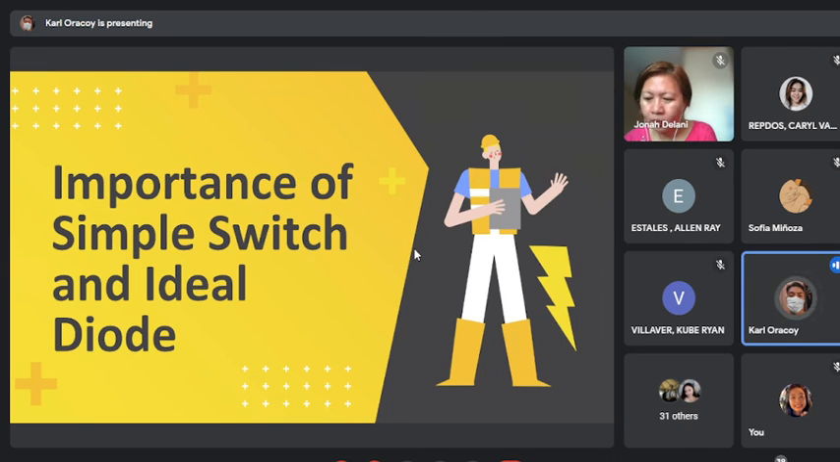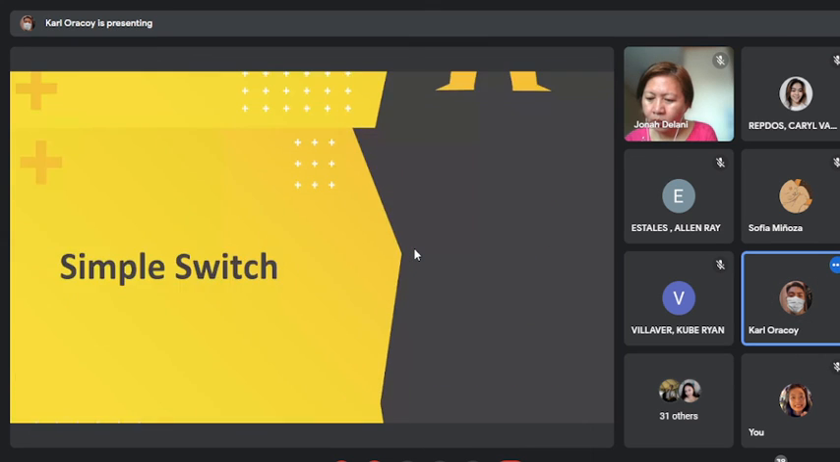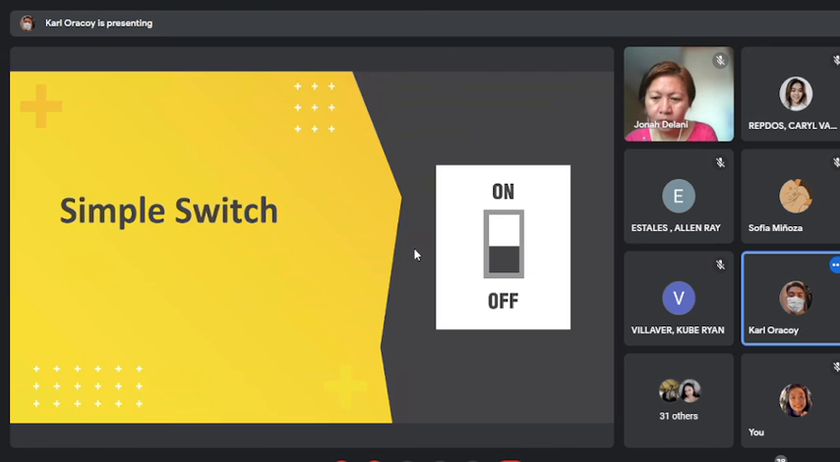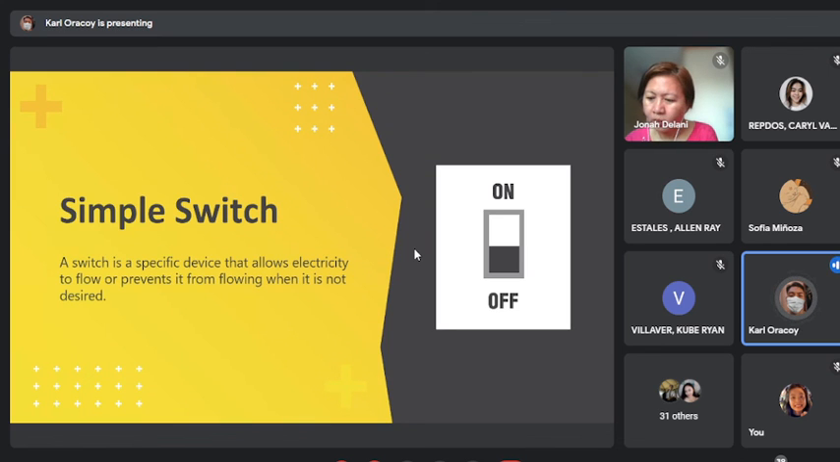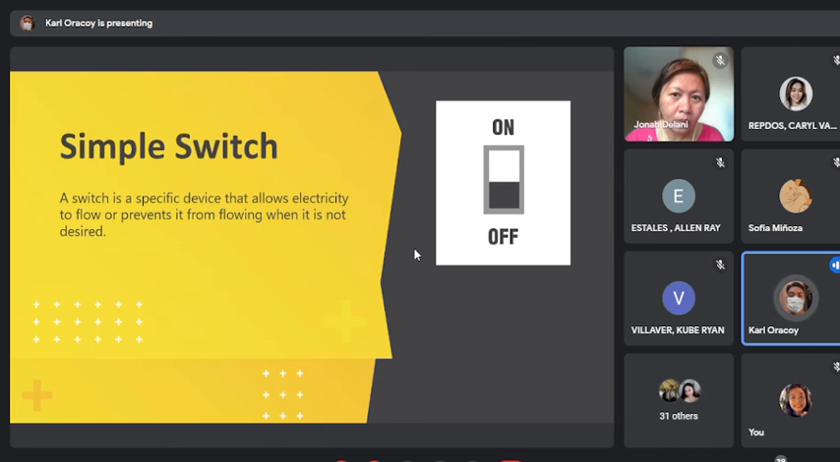So, good morning everyone. I've been assigned number 26, the difference between a simple switch and an ideal diode. Simple switch: a switch is a device that allows electricity to flow or prevents it from flowing when it is not desired. For example, when a switch is turned on, it allows an alternating current to pass through without changing the waveform. So that is a simple switch.